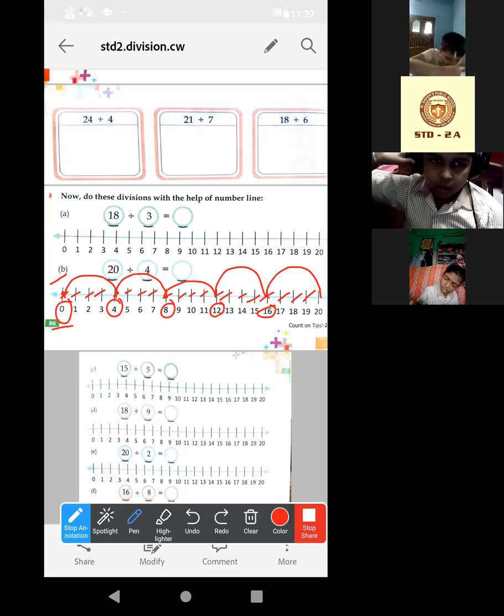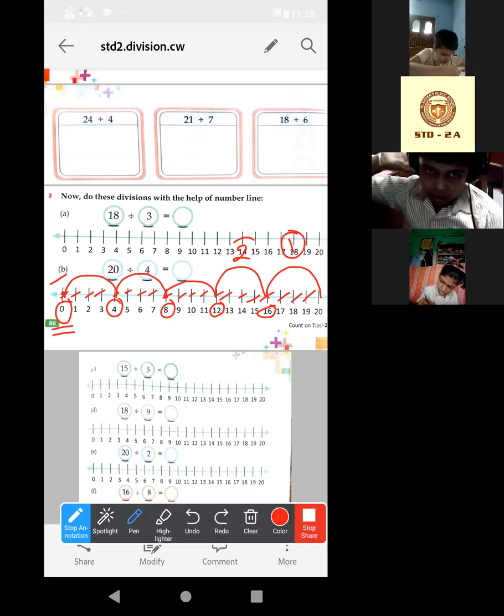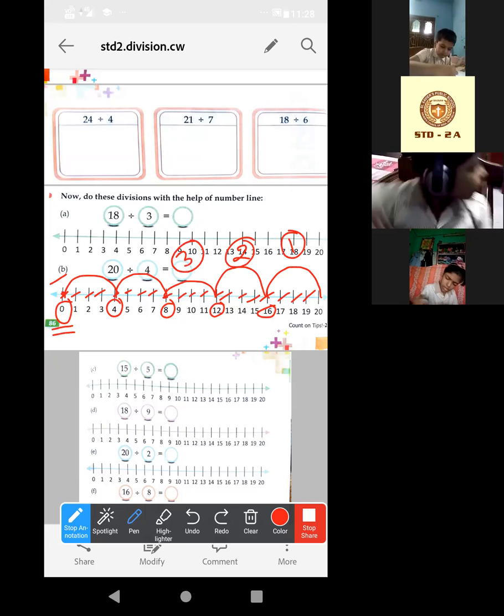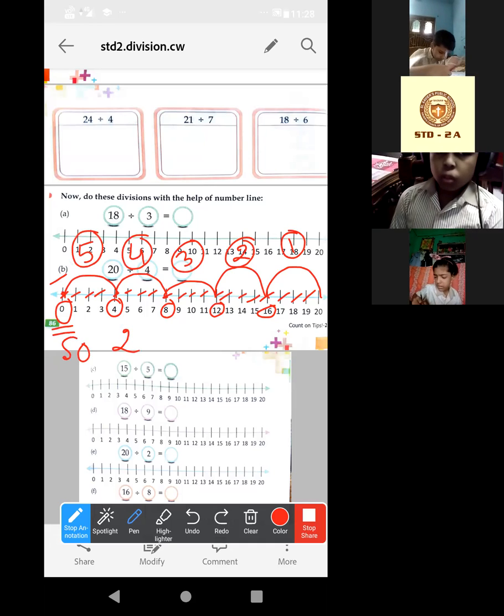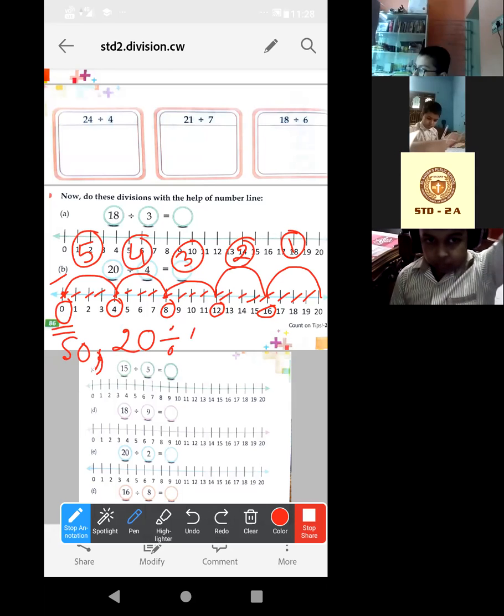And step first, second, third, fourth, fifth. Yes. So the answer is 5. Just write down: 20 divided by 4 is equal to 5.